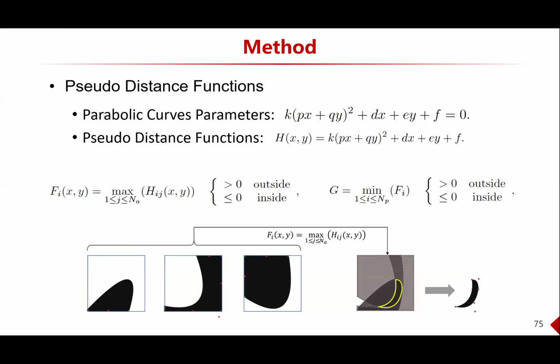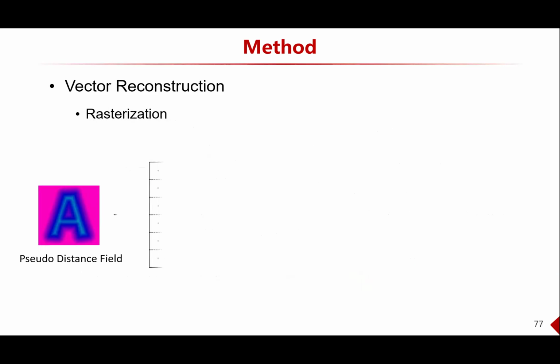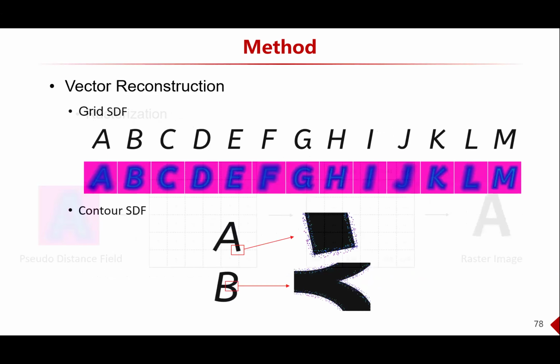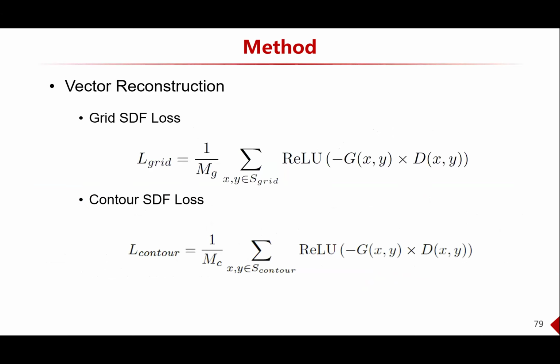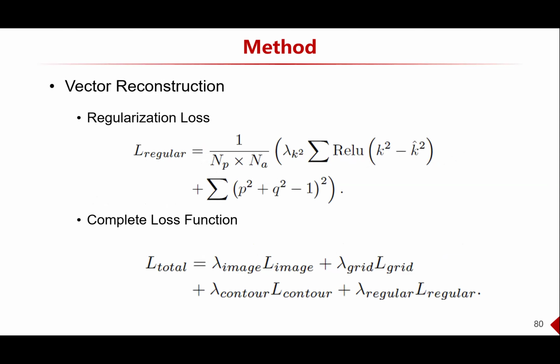So therefore we design a pseudo distance function to address this problem. And SDF can be easily rasterized into images like this using this function, and like this we can easily convert it into glyph images. And also to fully exploit the glyph vector information, we repeat the above calculation on all glyph positions and uniformly sample points near the glyph contours to obtain the glyph SDF and contour SDFs respectively. And this is the glyph SDF loss and the contour SDF loss. And also we use the regularization loss, which are assembled into the complete loss function.